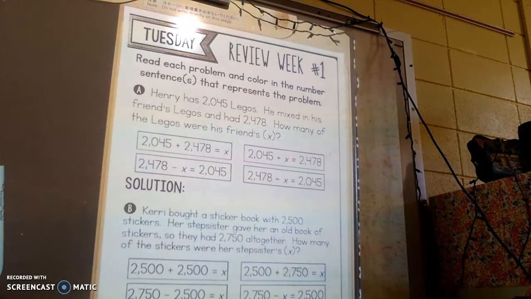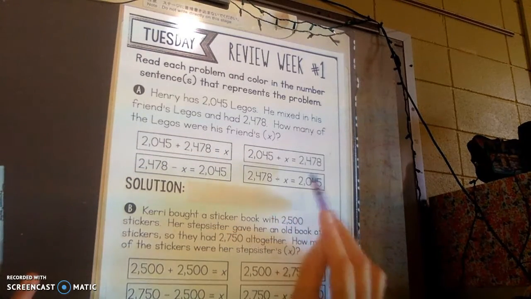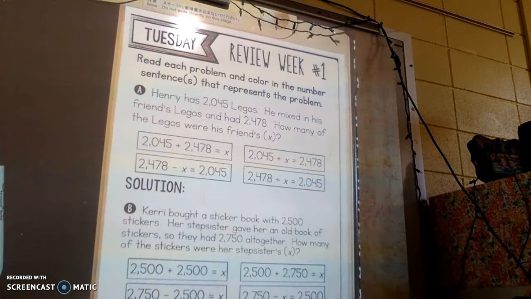It says, Henry has 2,045 Legos. He mixed in his friend's Legos and had 2,478. How many of the Legos were his friends? So we're trying to decide which one of these choices would be the correct number sentence to go with the word problem.